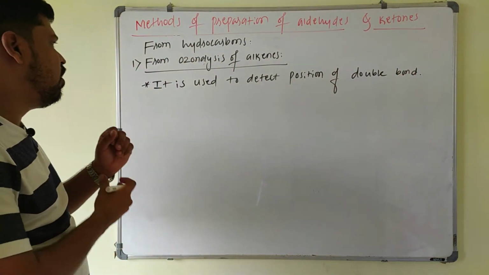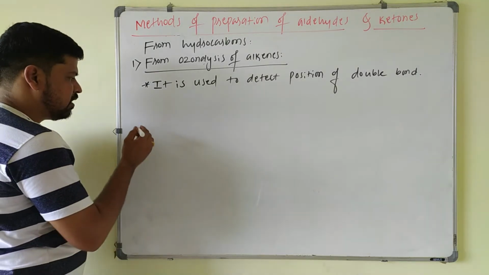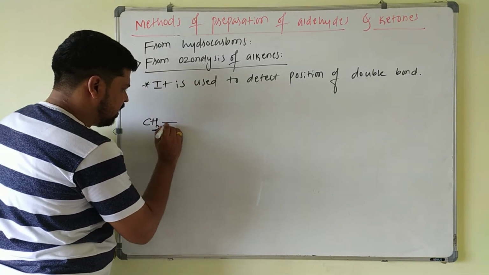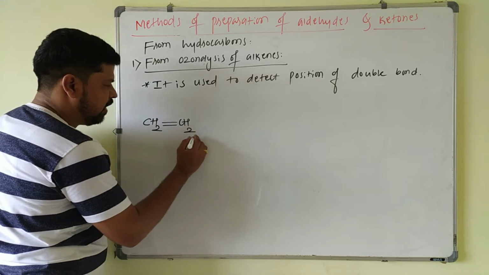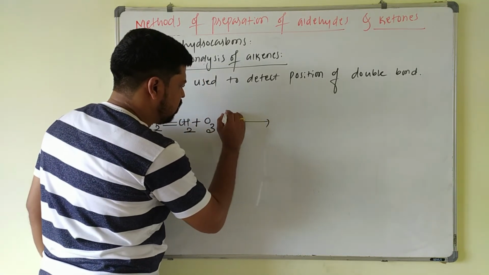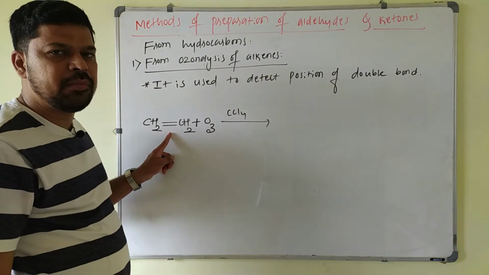You will see how it is used to detect the position of the double bond in alkenes. The first simple example we will take here: suppose I take the simplest alkene, that is ethene. On treating ethene with ozone in presence of CCl4 or CHCl3, it will form an unstable ozonide.